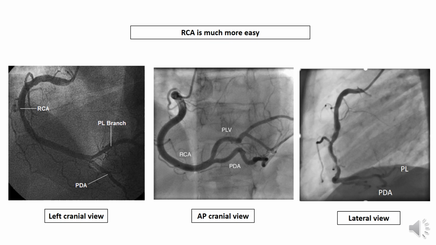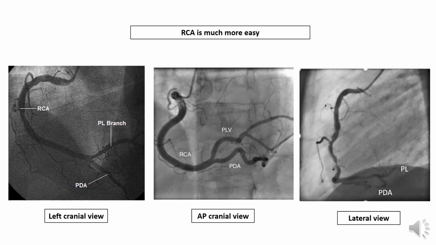In this orientation we are looking from the left side of the patient, from the patient's head, left cranial view. So we are seeing the opposite copula of the diaphragm. This view is very important in assessment of the proximal and mid segment of the right coronary artery.